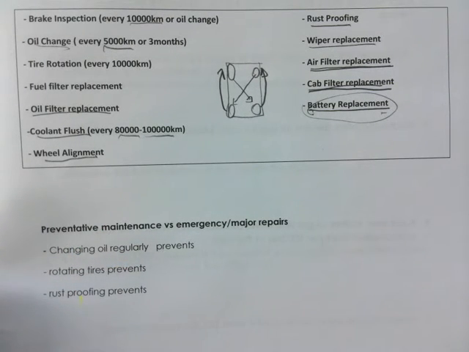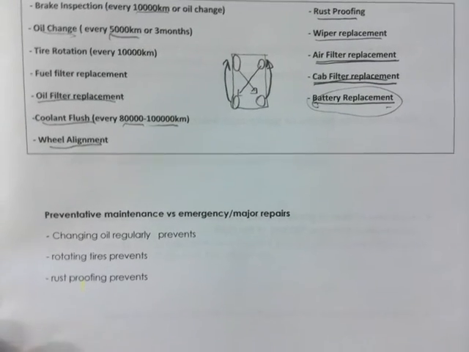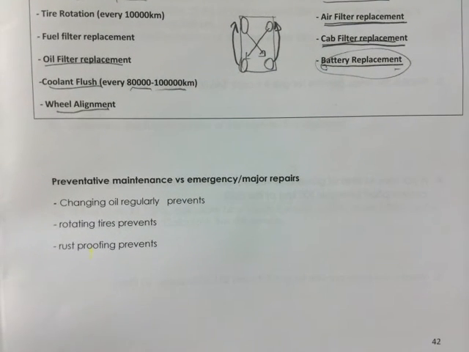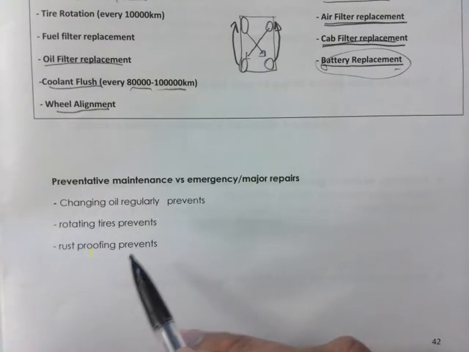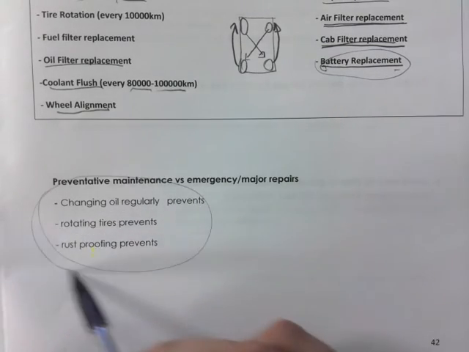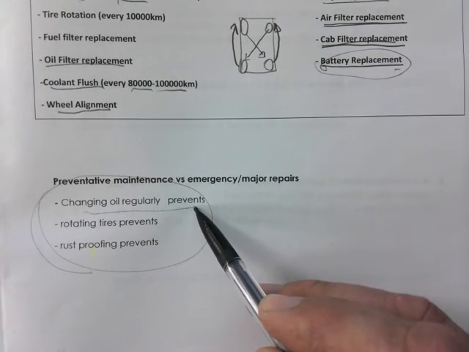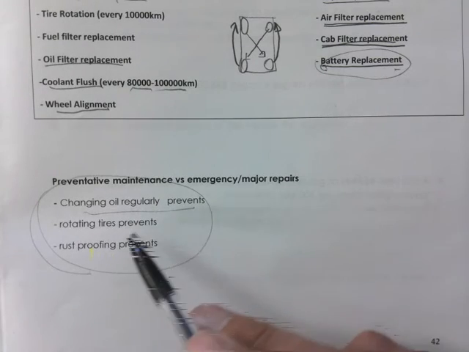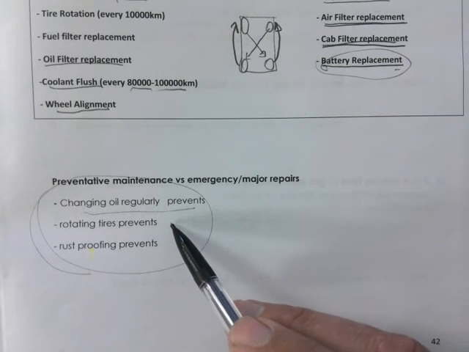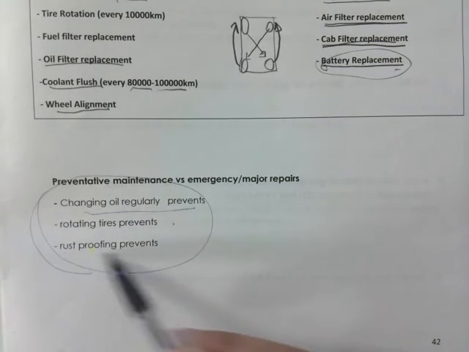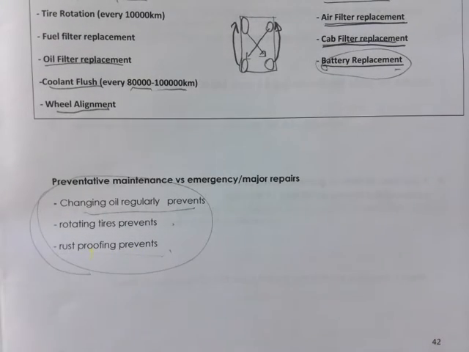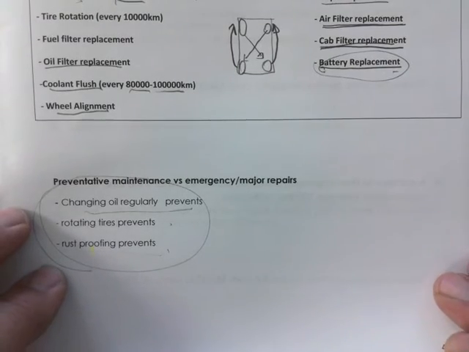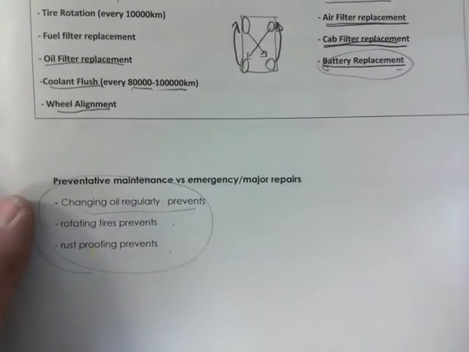What else is there? Right now, I can't think of anything else, but I'm sure there are countless things that still need to be done every once in a while. Next, I guess these are preventative. Changing oil regularly prevents major breakdown. Rotating tires prevents uneven wear on your tires. Rust proofing prevents, obviously, rust from appearing in your car. So that's my rant on operating costs.